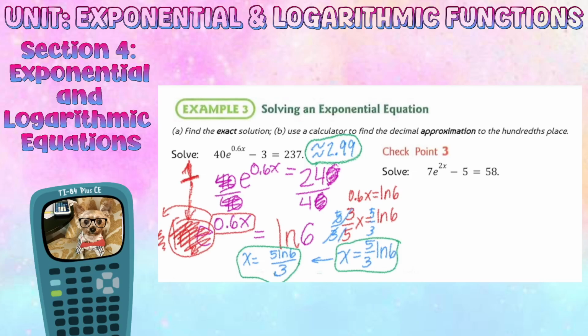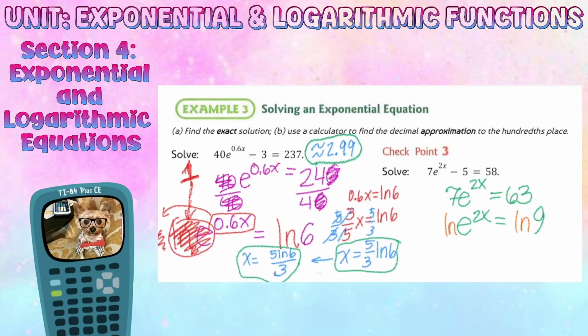Okay, so here we're going to do the same thing. I'm going to start by adding that 5 to the other side. So I have 7e to the 2x, 7 being multiplied, and it's not being raised to the power, is equal to 63. If I divide by 7, I have e to the 2x equals 9. Then I'm going to take the natural log of both sides.